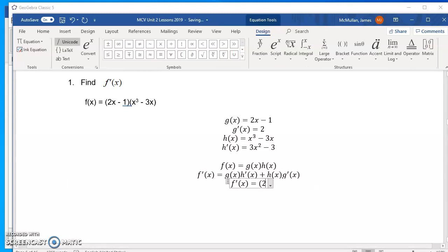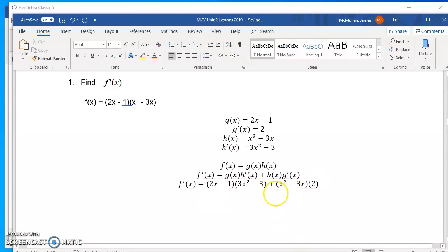Wherever I see g of x, I write 2x minus 1. Then I have h prime, which is 3x squared minus 3. Then I put plus. h of x is x cubed minus 3x, and g prime is 2. Okay, so you have that.